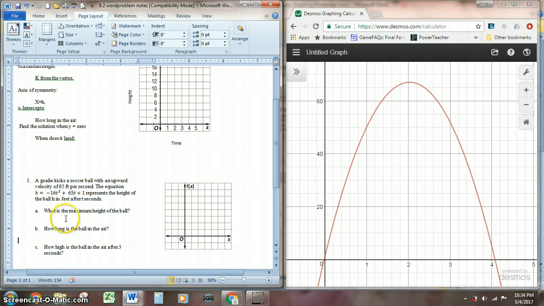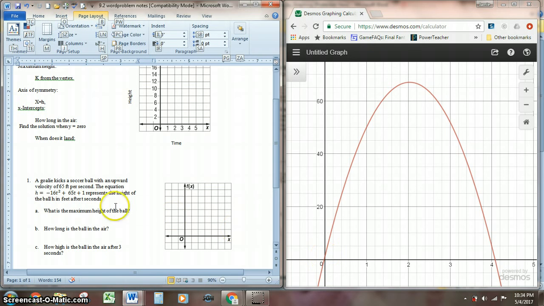Now, as I mentioned before, we're going to be dealing with the maximum height of the ball, how long the ball is in the air, and how high that ball is in the air after 3 seconds. And we'll talk about how to find each of those. First, you're going to want to start off with the graph. A couple of things that I'm going to explain through Desmos and let you work your way through on how to see this stuff on the calculator.